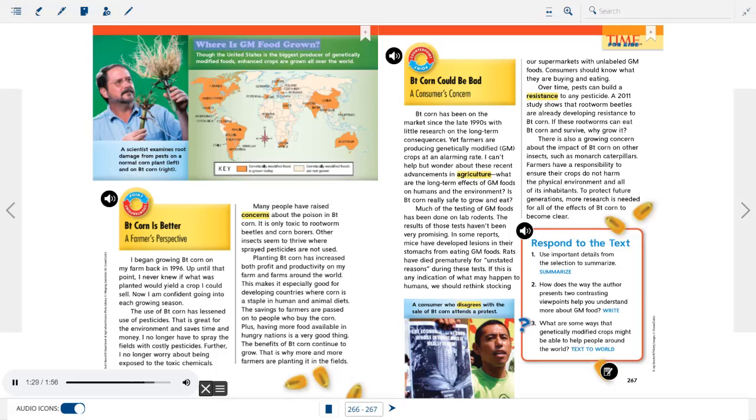Where is GM food grown? Though the United States is the biggest producer of genetically modified foods, enhanced crops are grown all over the world. Orange: genetically modified food is grown today. Beige: genetically modified foods are not grown. A scientist examines root damage from pests on a normal corn plant, left, and on Bt corn, right.